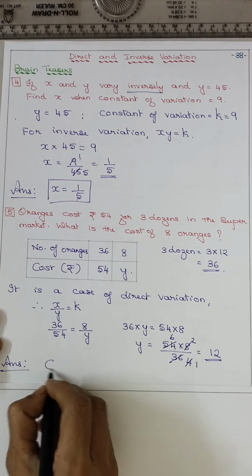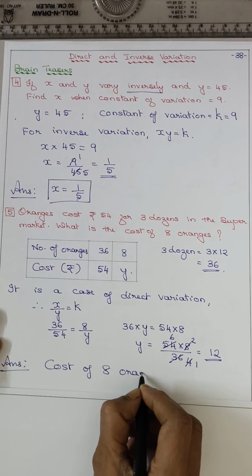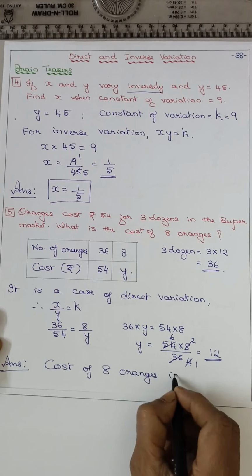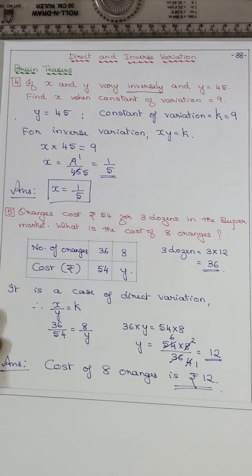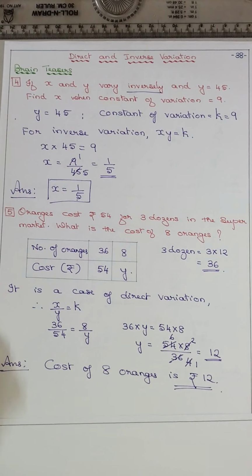So, the answer, cost of 8 oranges is rupees 12. Let us write the unit. Okay. Hope everyone understood this up to 5th question.